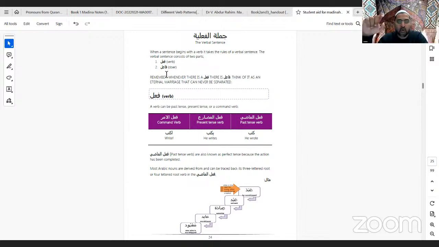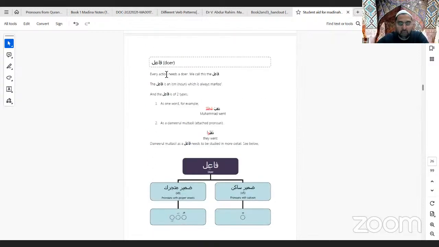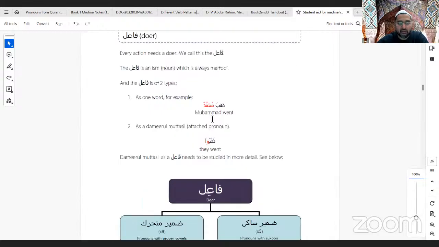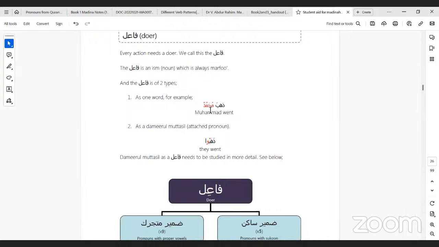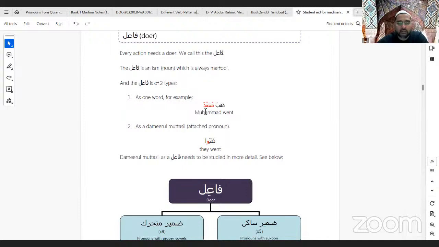And sometimes when there's a name coming after the verb, then the pronoun within the verb is not used as the doer, but the name which comes after it will be replacing the pronoun. For example, I'll give you an example here. Can you see this? Dhahaba Muhammadun. Muhammad went.